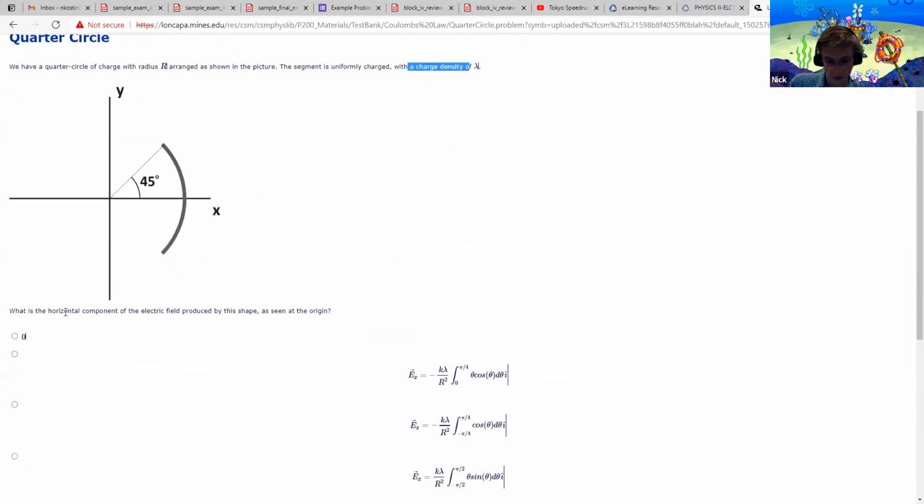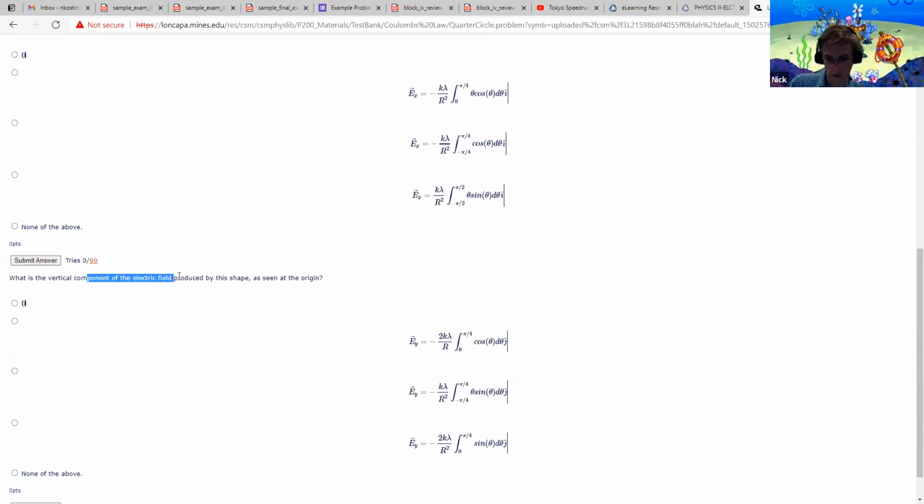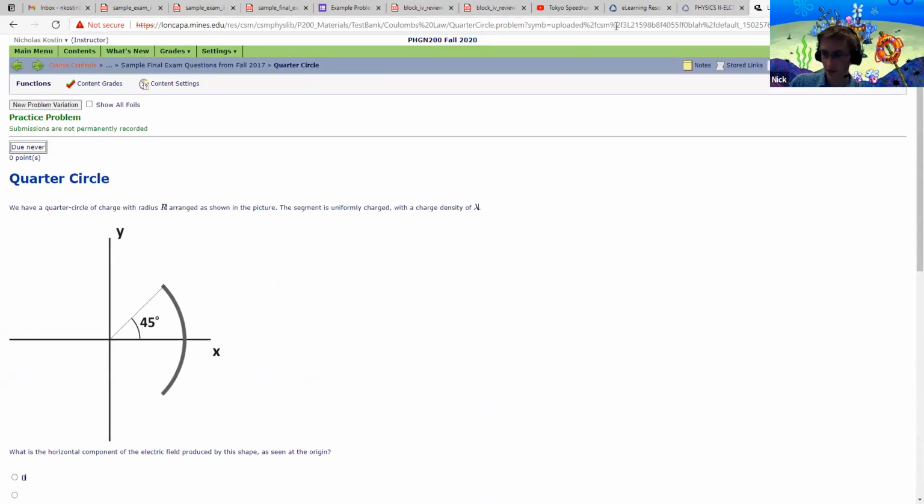The problem is asking us what is the horizontal component of the electric field produced by the shape as seen at the origin, and what is the vertical component of the electric field produced by the shape as seen at the origin. Basically, if I start out by drawing a picture, we have charge uniformly distributed along this quarter circle.